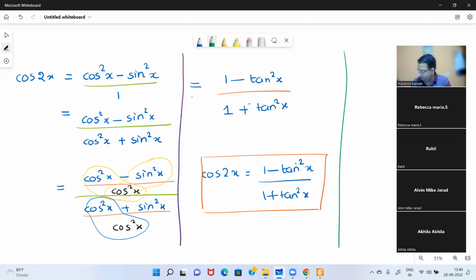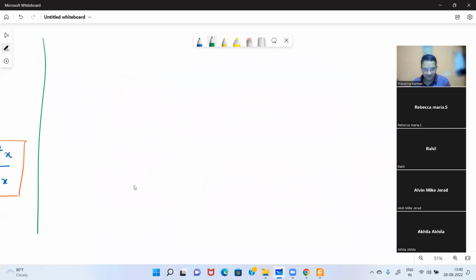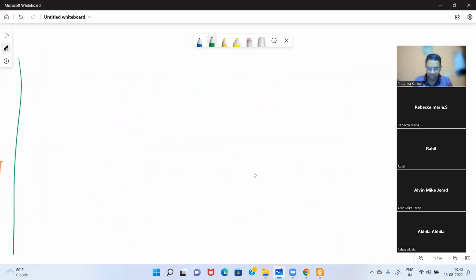Done, sir. Very good. So we have seen 6 important formulae. What are they? Sin 2x is equal to 2 sin x cos x. And sin 2x is also equal to 2 tan x divided by 1 plus tan squared x.